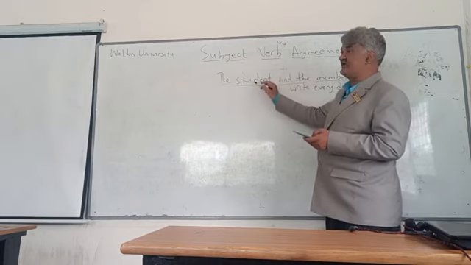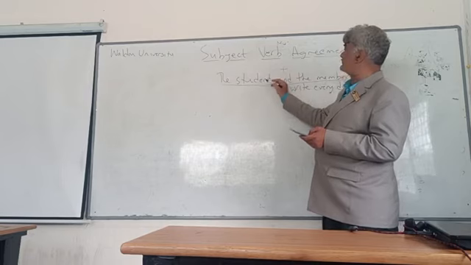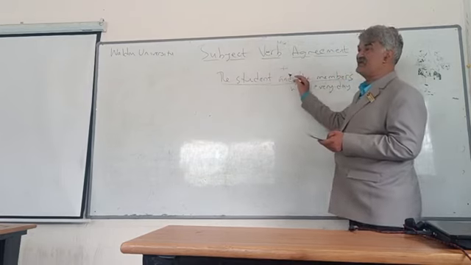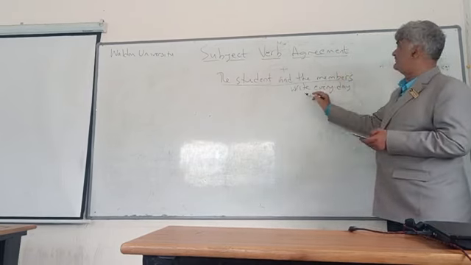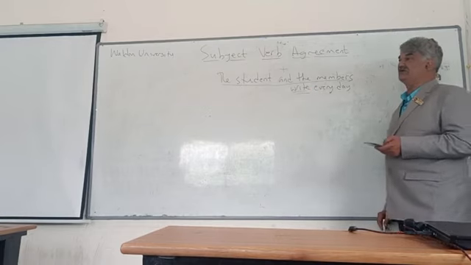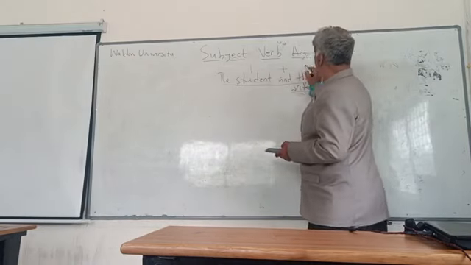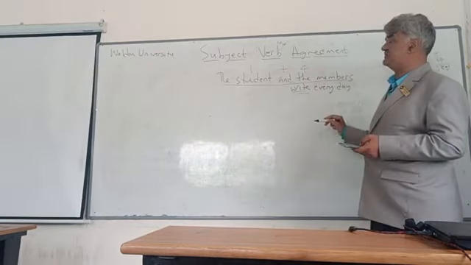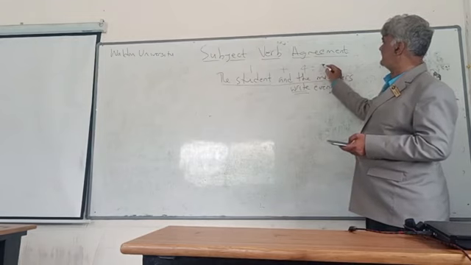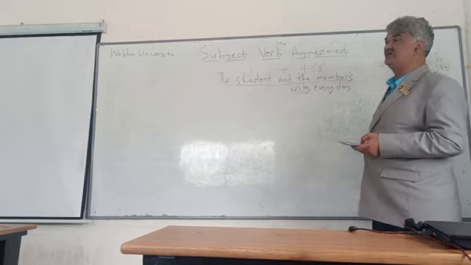When the subject of the sentence is composed of two or more nouns connected by and, the verb is plural. Right? So let's suppose there's one student and four members. So this makes it 5. So it's plural, so the verb should be plural.